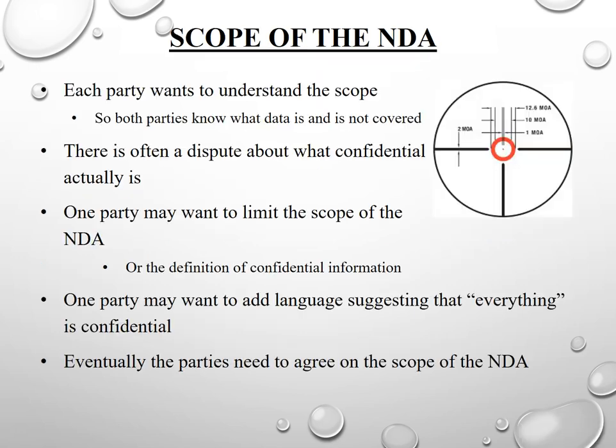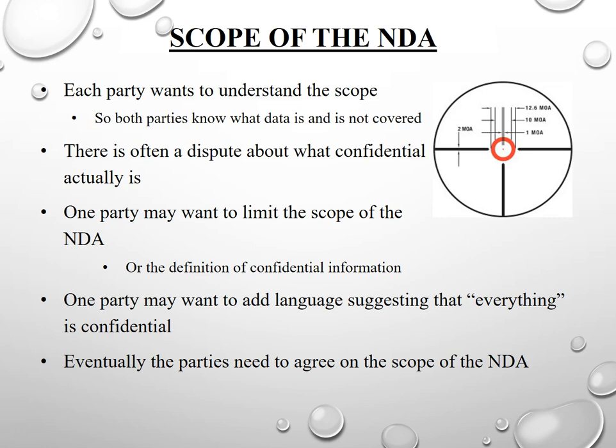Scope of the NDA, that's something else that we need to worry about. Each party to an NDA, and typically there are two parties. These are mutual NDAs in which each party's confidential information is protected in some way. Each party to an NDA wants to understand the scope of the non-disclosure agreement so that both parties know what type of information is covered by the non-disclosure agreement, what type of information is not covered by the non-disclosure agreement.